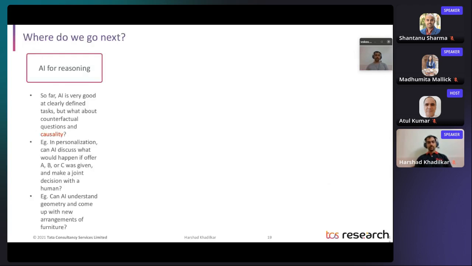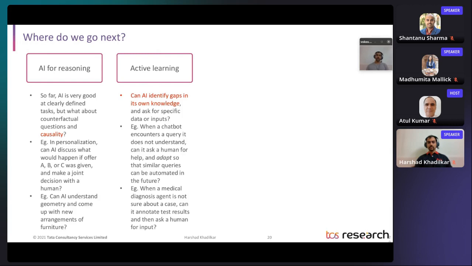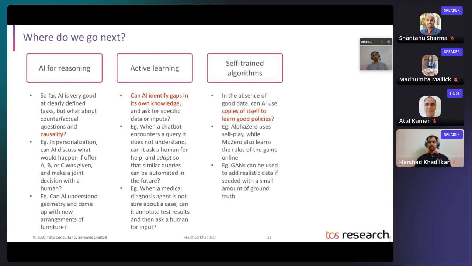And so from here, we are looking to go in 4 directions. The first is, can we use AI not just for correlation based techniques, but for actual reasoning using causality? Can we use active learning to get the agent to come back and ask for help when it doesn't know what to do? Can we have self-trained algorithms which don't depend on previously collected history?